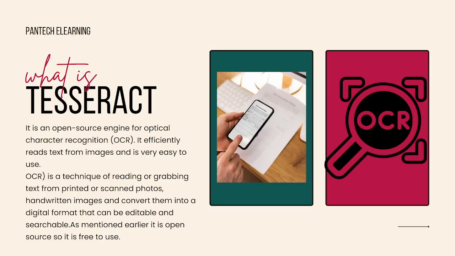How is the OCR tool designed? With the help of a neural network. Especially the LSTM algorithm helps in building this particular tool for extracting text. OCR is a technique to read and crop the text from printed or scanned photos, digital images, as well as handwritten images, and convert them into a digital format, so that it can also be editable and searchable.